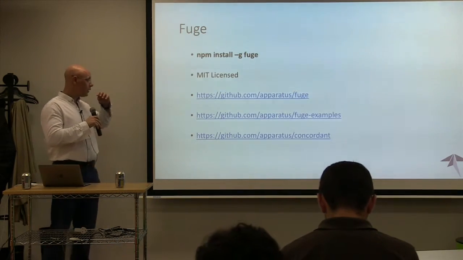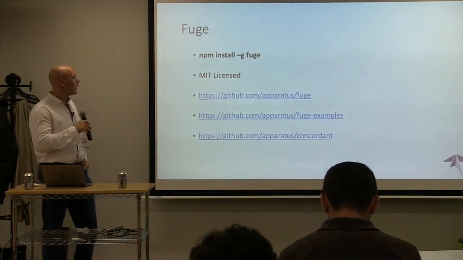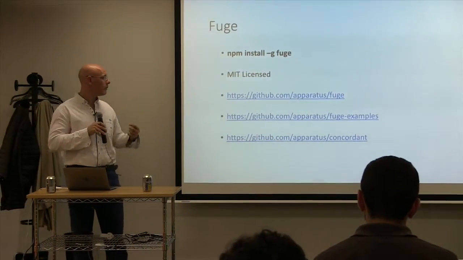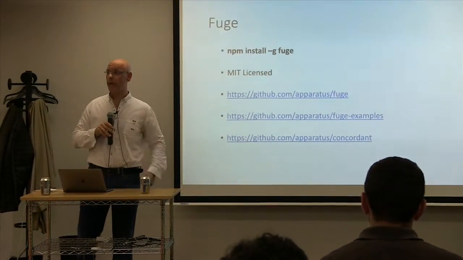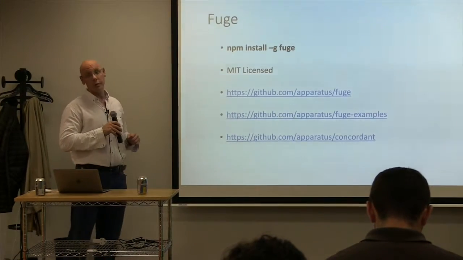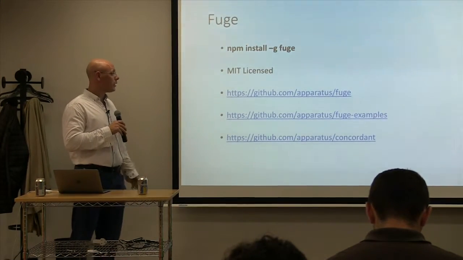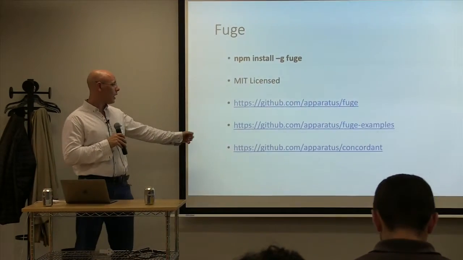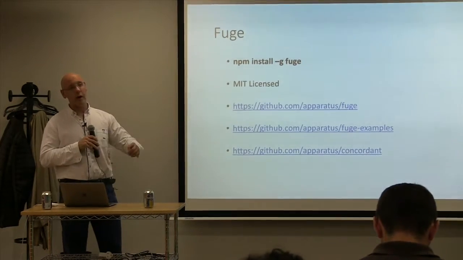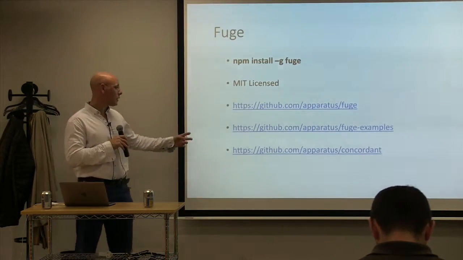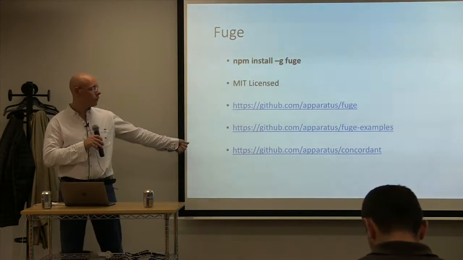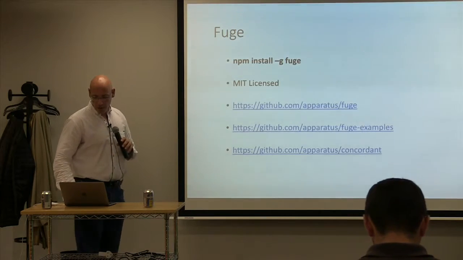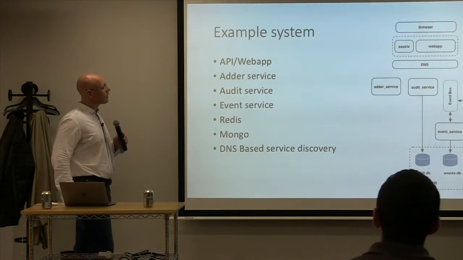Fuge is built using Node.js. However, none of this is specific to Node.js. The development could be Java, could be Scala, could be any language. It just happens that the tool is built in Node.js. MIT license, so free. Do what you want, fork it, whatever. There's the repo. There's some examples there. Some of the examples I'm working through now are up on the examples repo. So knock yourself out there. And I'll talk a little bit about Concordant, which is a small module that helps with that DNS service discovery piece in a moment. So what I'm going to do is run an example system.